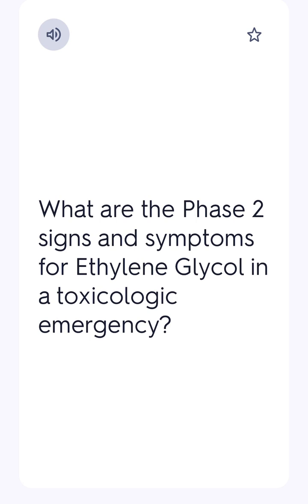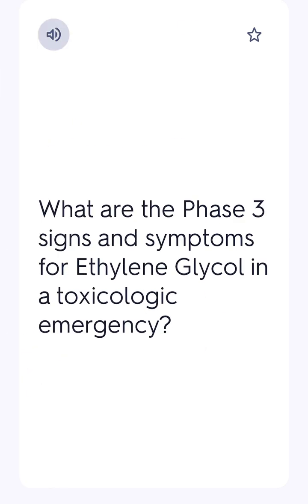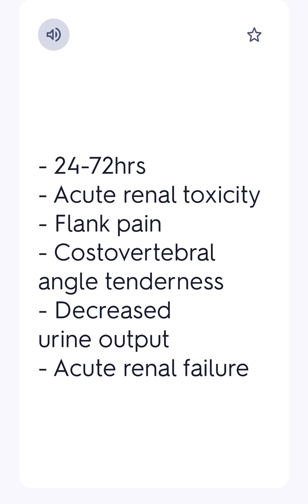What are the phase 2 signs and symptoms for ethylene glycol in a toxicologic emergency? 12 to 36 hours, cardiopulmonary toxicity, hypertension, tachycardia, tachypnea, pulmonary edema, congestive heart failure, shock. What are the phase 3 signs and symptoms for ethylene glycol in a toxicologic emergency? 24 to 72 hours, acute renal toxicity, flank pain.